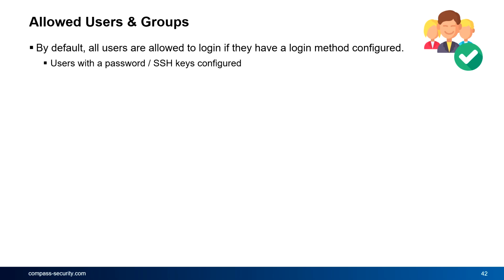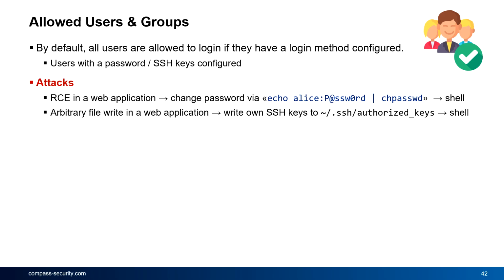By default, all users are allowed to log in if they have a valid login method configured and if they have a valid login shell assigned. So users with a password or an SSH key configured can perform a login. If you have a remote code execution vulnerability in a web application, this may allow you to change the password of the user of the web application, or depending on the permissions of the web application, of another user, and then log in using this configured password.